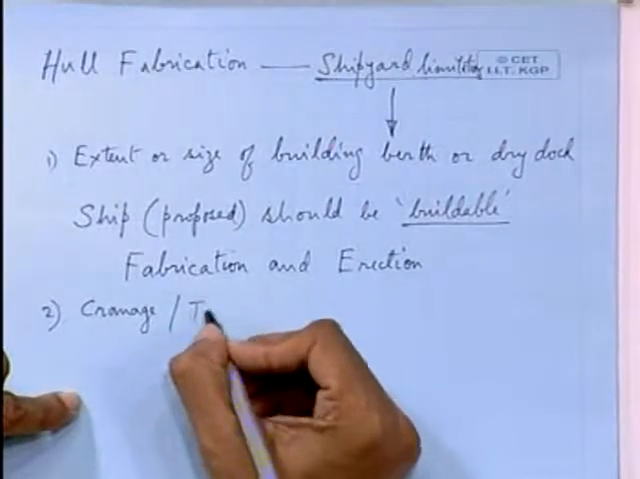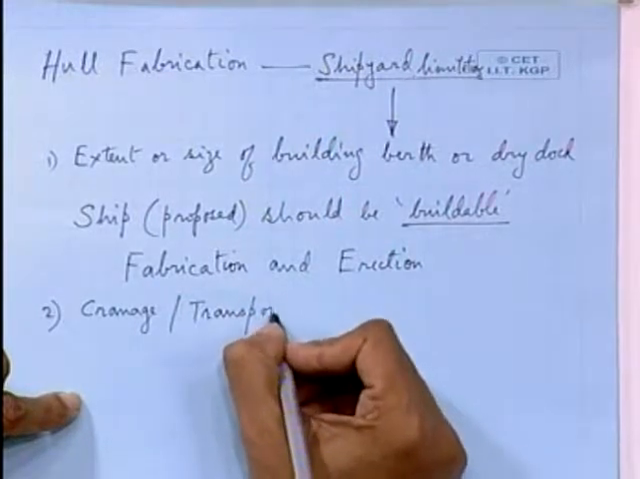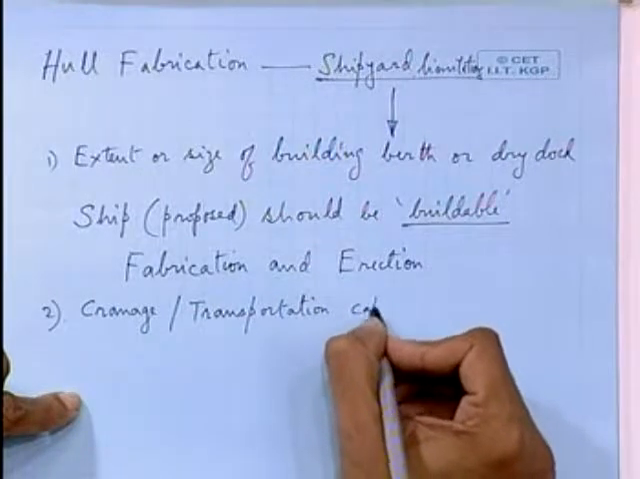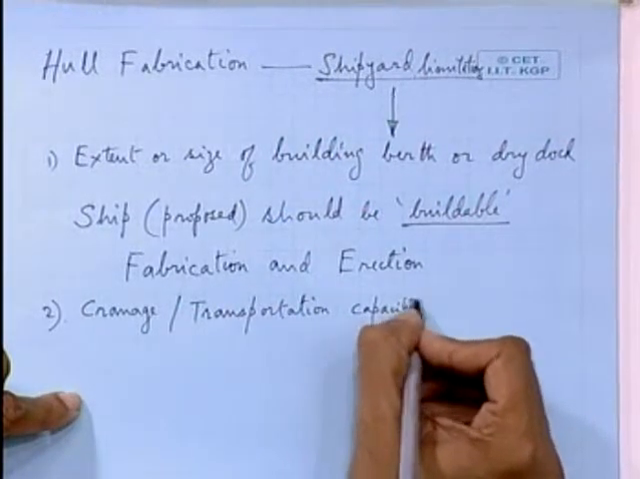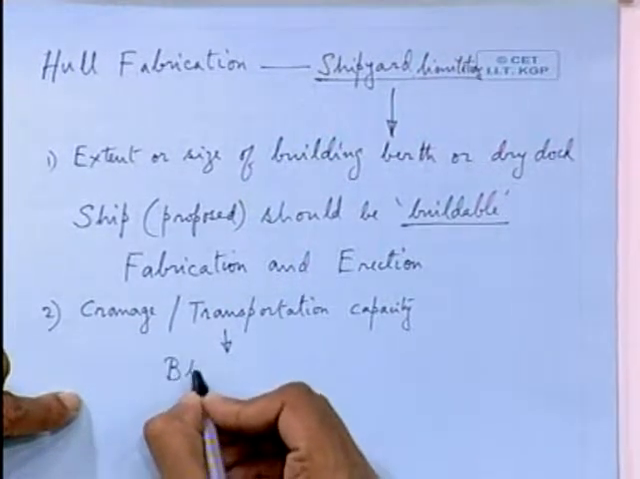Steel fabrication has to go on, and normally you will find that the ship is built in what are called weldments or certain blocks. Nowadays you make block assembly. So that has to be lifted by cranes or transported from one shop to another. So here the craneage and transportation capacity has to be kept in mind. So this ultimately will lead to what is called block assembly.